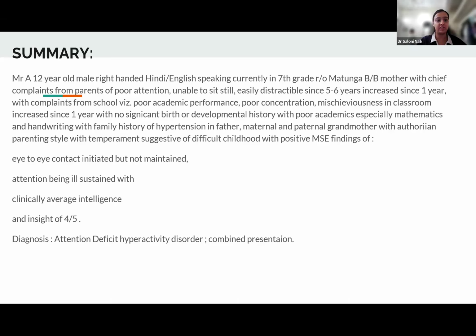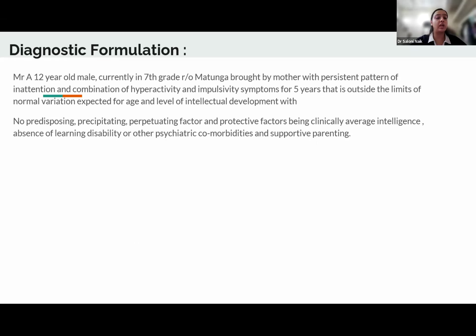In diagnostic formulation, Mr. A, 12-year-old male child, currently in 7th grade, resident of Matunga, brought by mother with persistent pattern of inattention and combination of hyperactivity and impulsivity symptoms for 5 years, that is outside the limits of normal variation expected for his age and level of intellectual development, with no predisposing, precipitating or perpetuating factor, but the protective factors being clinically average intelligence, absence of any learning disability or other psychiatric comorbidities, and supportive parenting.